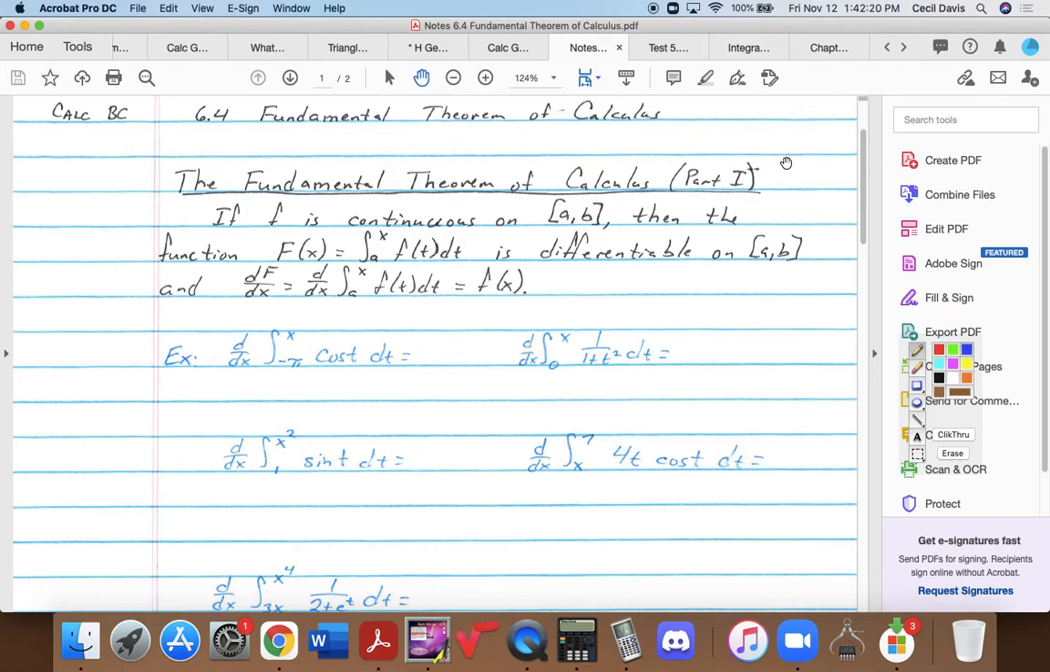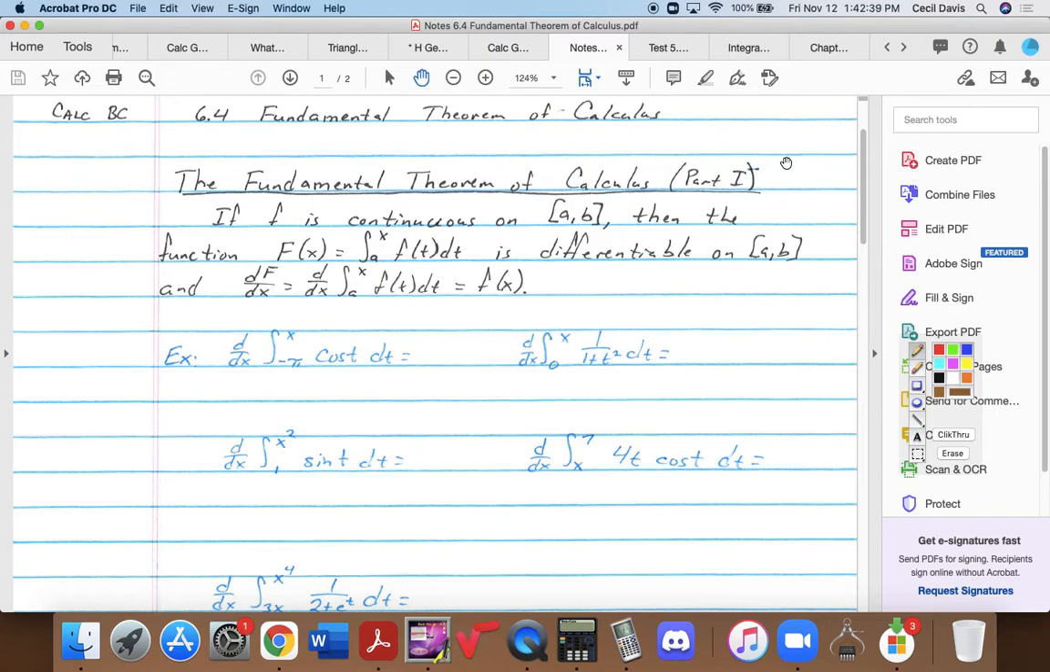So, today we learn the two parts of the fundamental theorem of calculus. Sound important? It is. Partly because it relates derivatives and definite integrals.